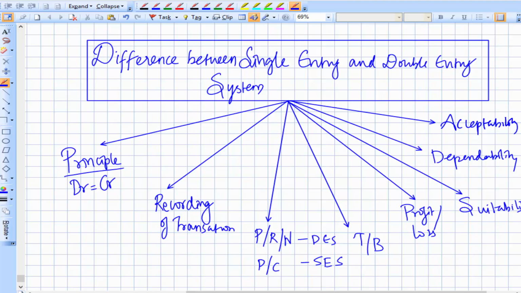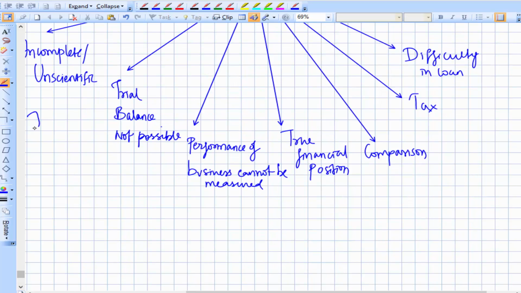And the final difference is with regard to internal check and control. Internal check and control is possible in case of double entry system, whereas in single entry system of bookkeeping, internal control or internal check is not possible.